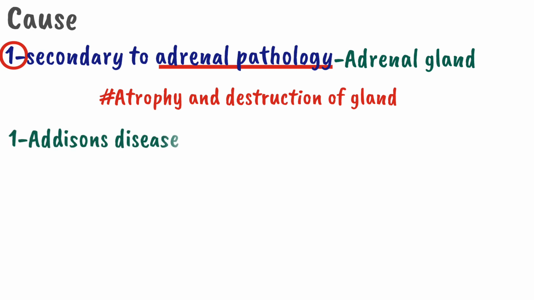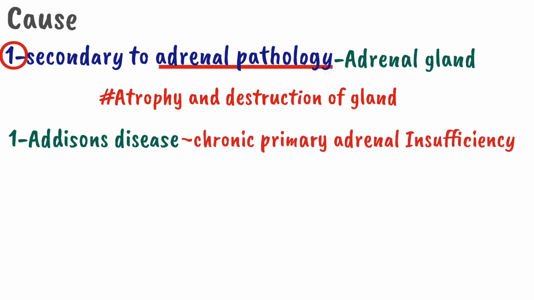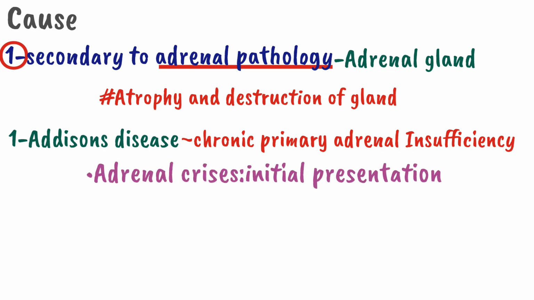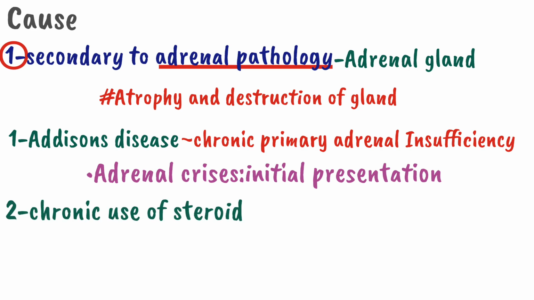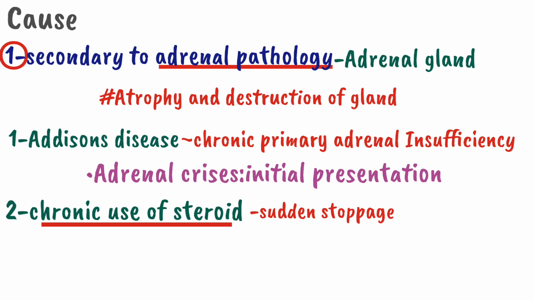The first one is Addison disease. When a patient develops Addison disease, or chronic primary adrenal insufficiency, and the patient is not aware of the disease, the adrenal crisis will be the initial presentation of Addison disease. The second one is when the patient uses a chronic steroid for some other disease. So when the patient stops that steroid, the patient can present with an adrenal crisis.